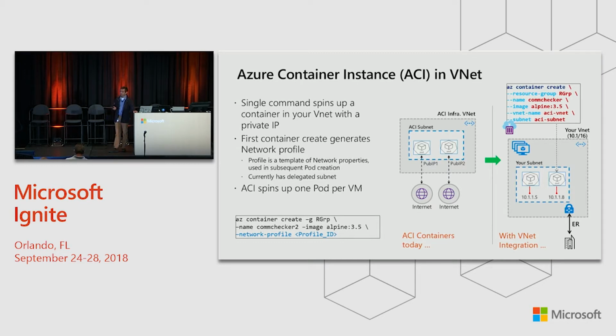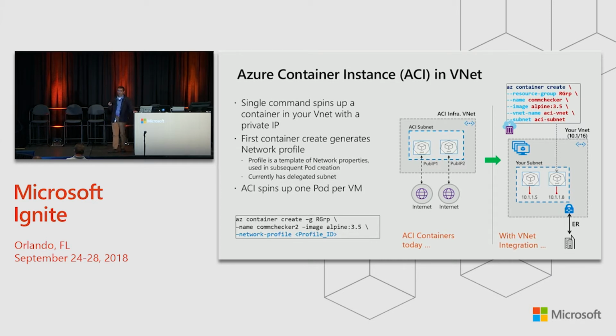And the beautiful thing about this is that when you create the container for the first time, it creates something called a network profile. And a network profile is something like a template. And the template contains properties or network properties of other containers. So when you want to bring up more and more containers into your VNet, into that subnet, you don't have to specify the VNet and the subnet information every time. You just specify the network profile, and boom, the container comes up in that VNet.